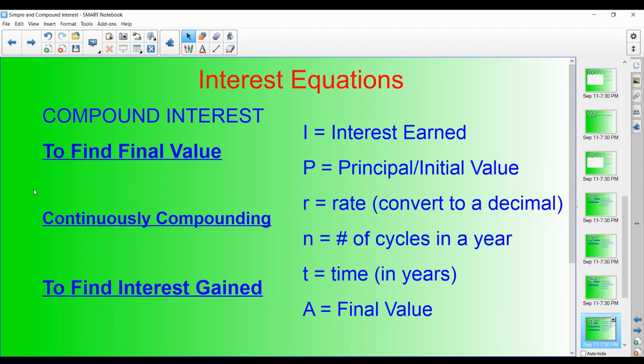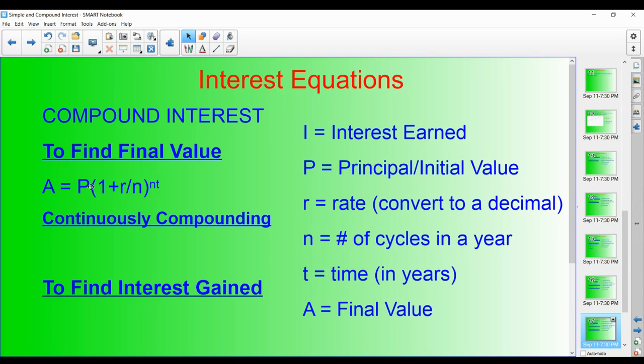So we may not be compounding annually, so there's an extra variable n. So n is the number of cycles in a year. For example, I can have my money compound monthly, where n would be 12 because there's 12 months in a year. Or I could have it compound quarterly, where there's 4 cycles in a year.